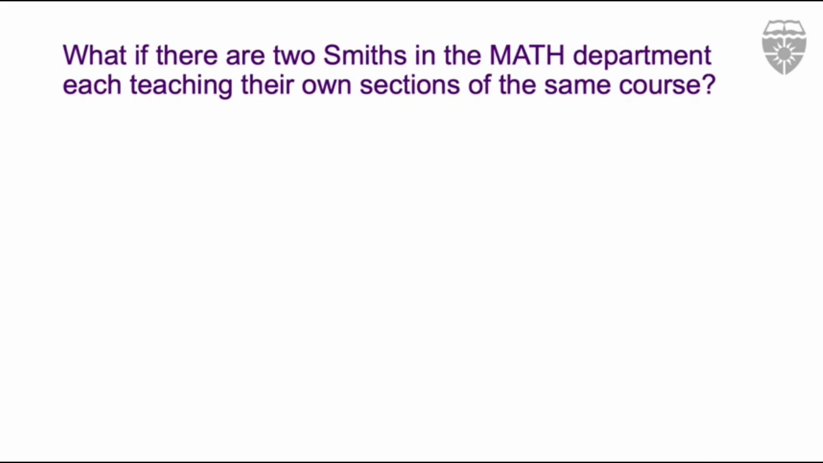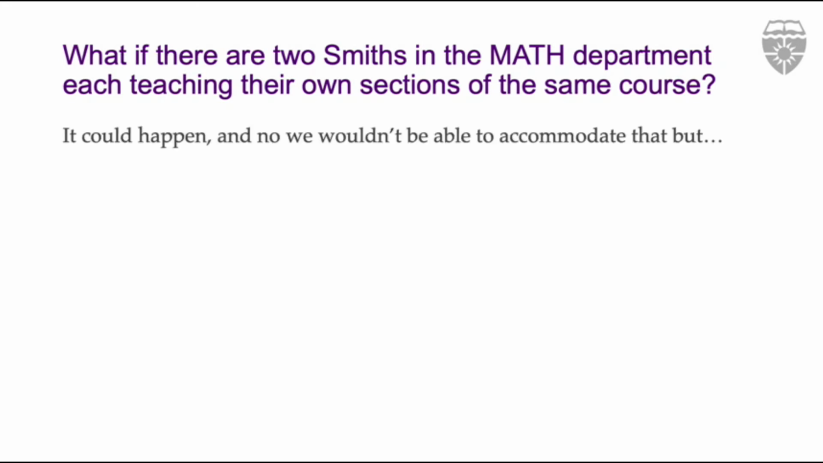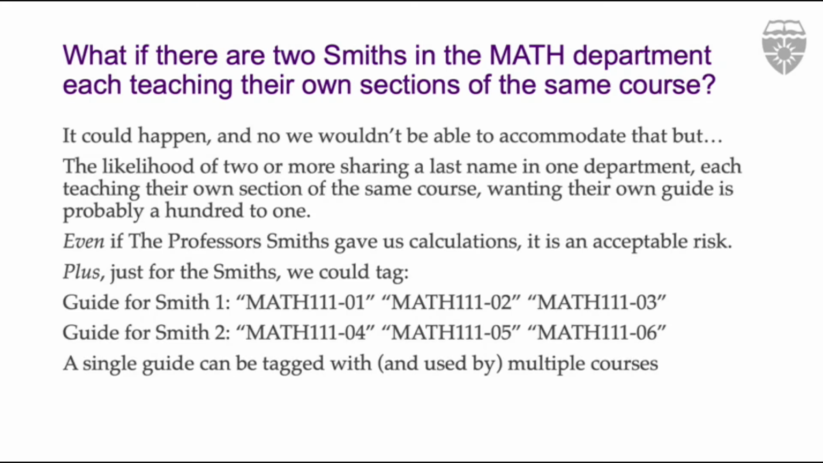There's always these what-if questions, especially if you work with kids. What if there are 2 Smiths in the math department? Well, it doesn't take a math major to know that the possibility is that it's probably astronomical. The likelihood is probably very low, but even if they want a different thing, it can be accommodated.